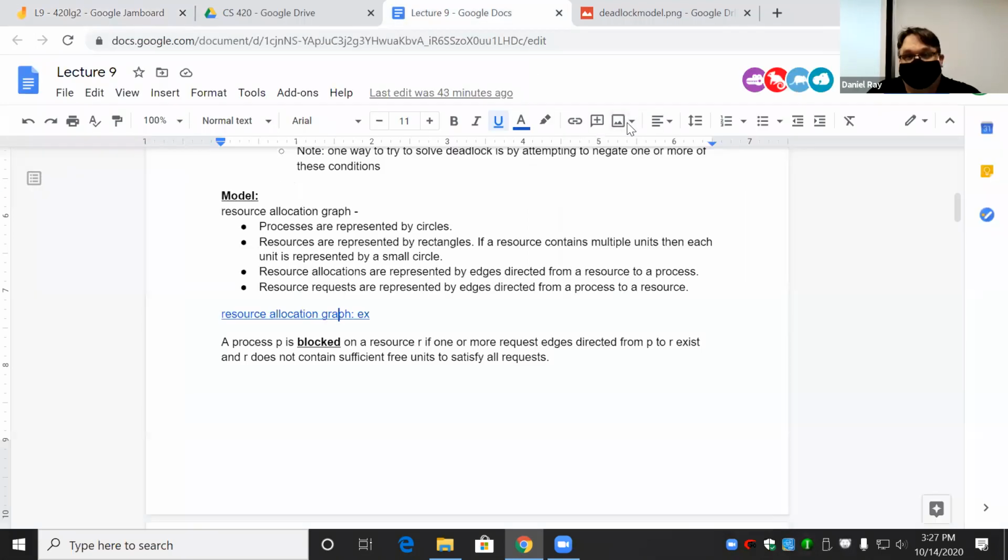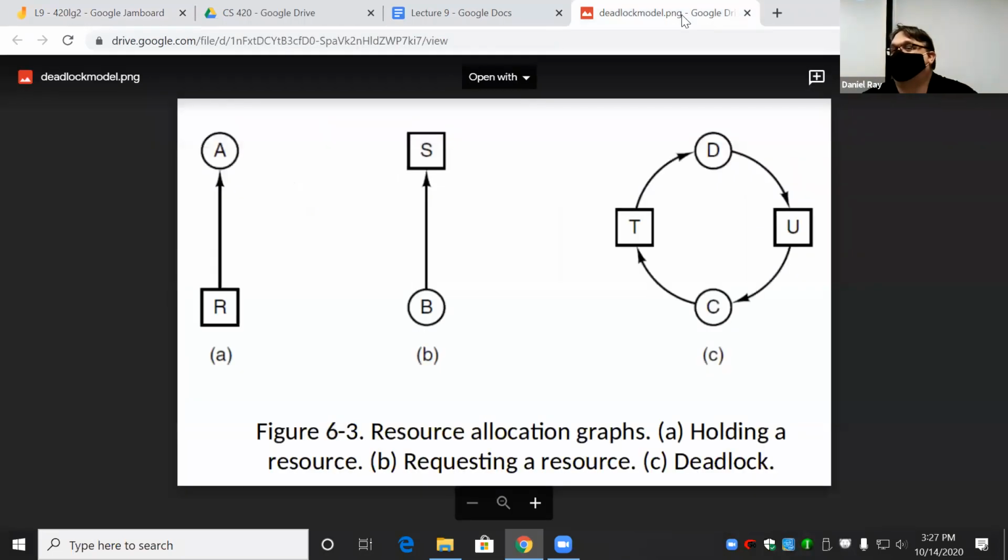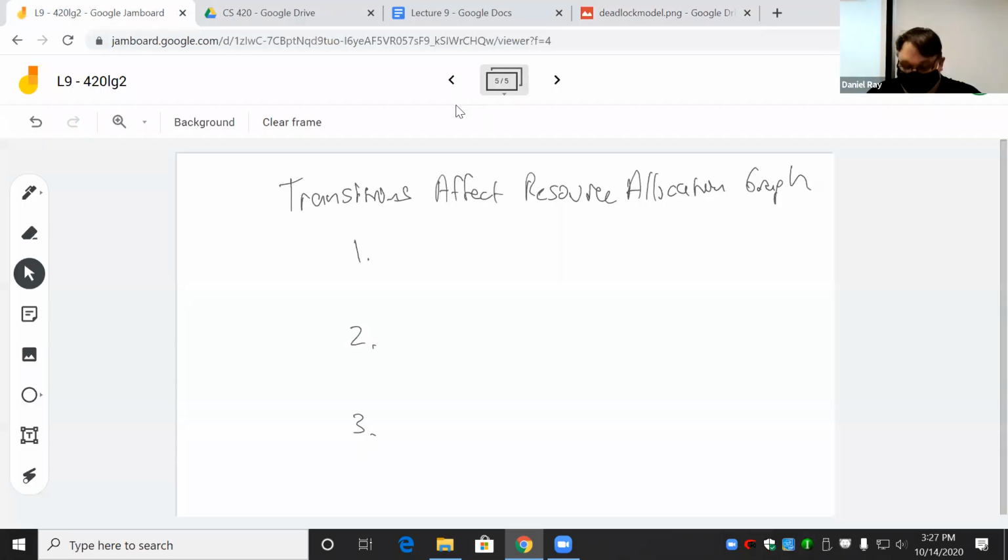A couple of you are looking, so that's cheating. Do you want to take a stab at what those three things are? There are three things that a process can do with a resource.